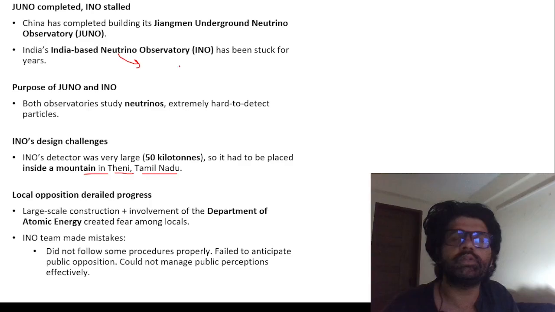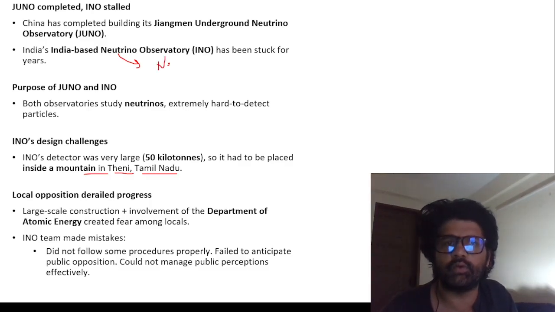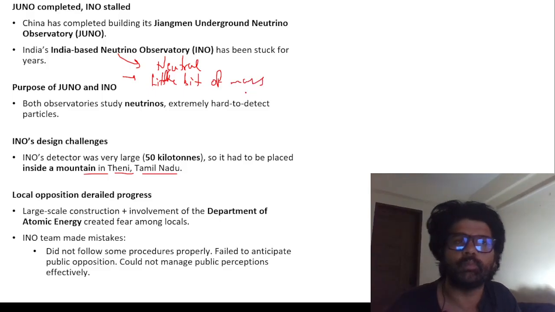So neutrinos are chargeless, neutral. They don't have any charge. They are almost massless, but they have a little bit of mass. Remember these facts, they are really important. Cool. So China has built their JUNO, Jiangmen Underground Neutrino Observatory. They can even ask you where it is.